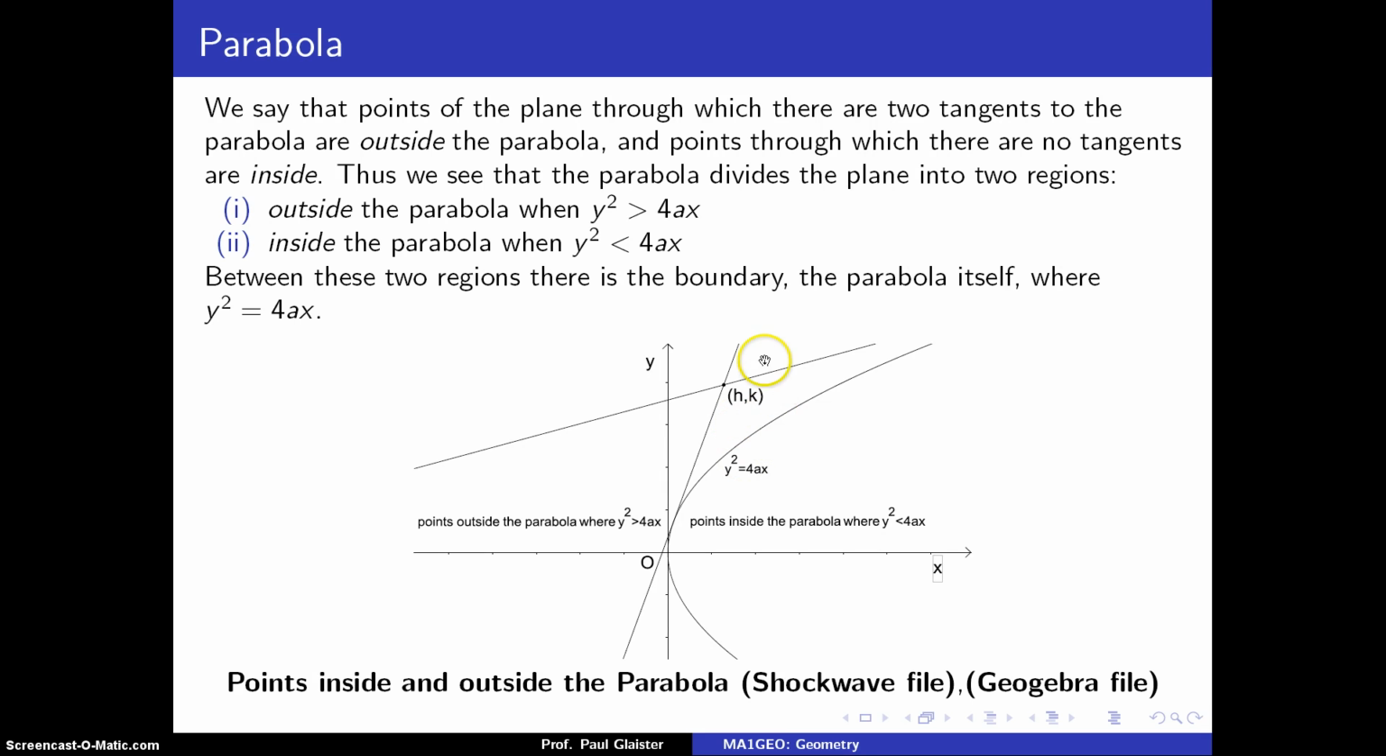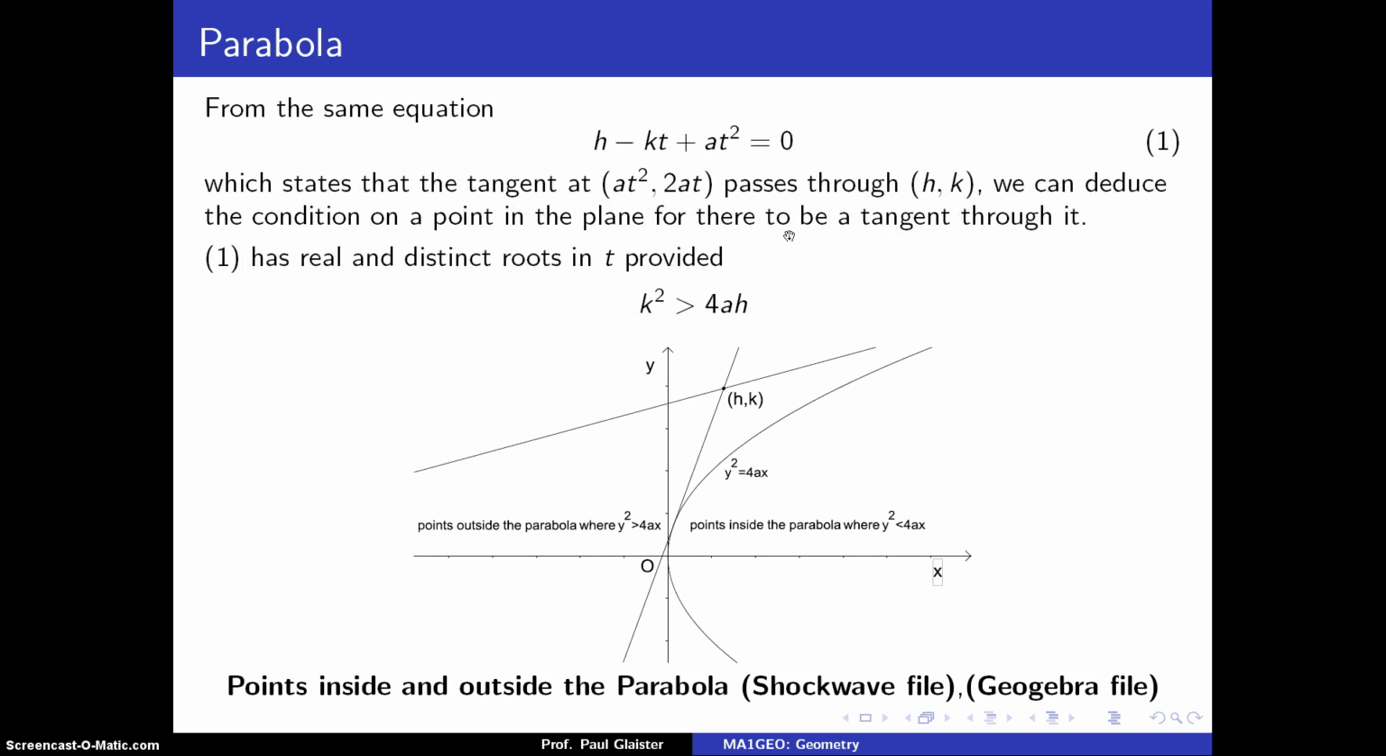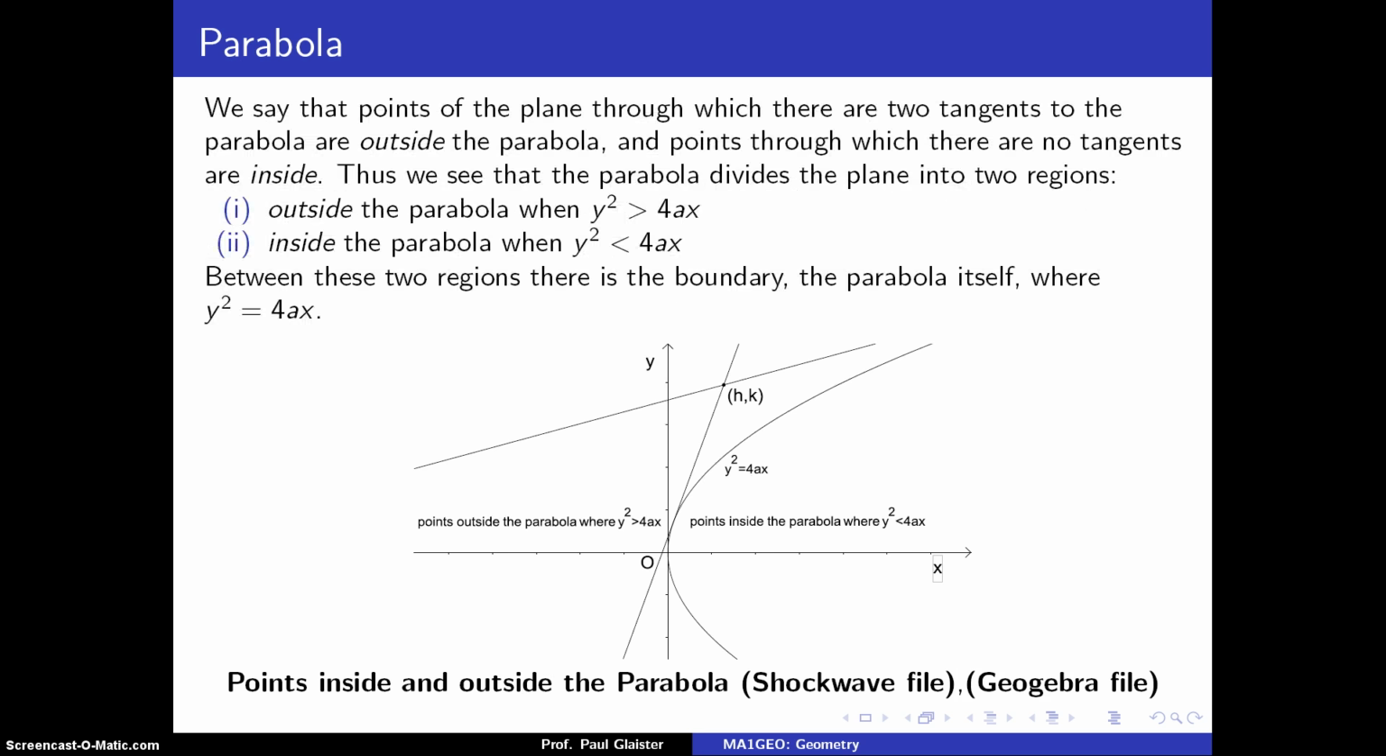So everything above here will be y squared bigger than 4ax. Here y squared is less than 4ax, and that's sort of obvious from y squared equals 4ax. If y is sufficiently big for a given value of x, it's above. But we can get that from the quadratic on the previous page, determining whether we've got two roots given by this expression representing the discriminant being positive, two real roots.